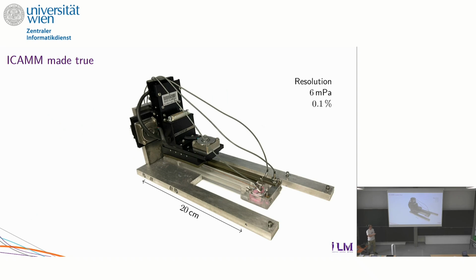And so this is what it looks like in reality. The cantilever is the copper wire you might be able to see here, 20 centimeters long, as I said. And this big beam here is just the support for the sensors. We get a resolution of around 6 millipascals, which is, well, okay, like a rheometer, and 0.1% resolution in the strain.